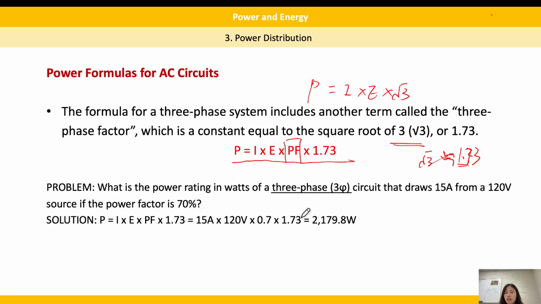So when we have to consider power factor for power calculation, we just need to add the power factor in this formula. For example, what is the power rating in watts of a three-phase circuit that draws 15A from a 120V source if the power factor is 70? So I is 15, E is 120, PF, power factor, is 0.7, and then this constant. We can get the power usage.